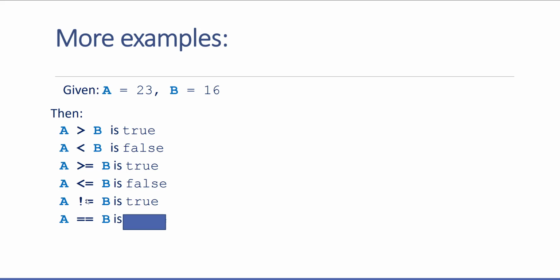You have to be careful how you read that. A is not equal to B. A is not equal to B, that's true. Are A and B the same values? There's our comparison. False, they are not the same values. So make sure you're real clear in your head on what these symbols mean and how they work.